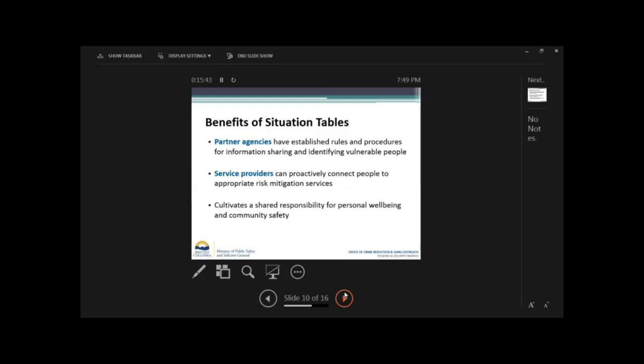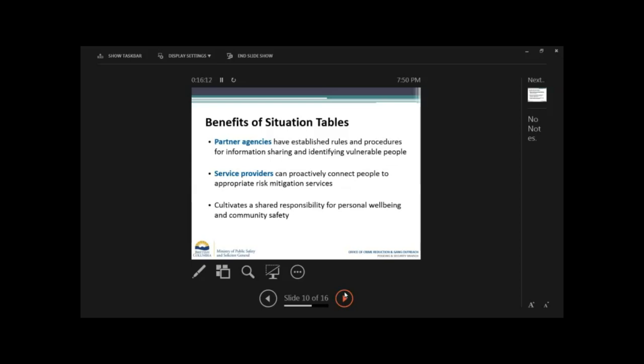The service providers can proactively connect people to appropriate risk mitigation services. That's also a really nice point about the model, is that it makes you optimize the resources that you have in your community. So if you have two non-for-profits that generally serve the same client base, if you're noticing that one is pretty much at maximum capacity, you can start to triage to the other one, or you can start pulling people in that have the capacity and the expertise to help or to be leaned on a lot more than we have traditionally in the past.